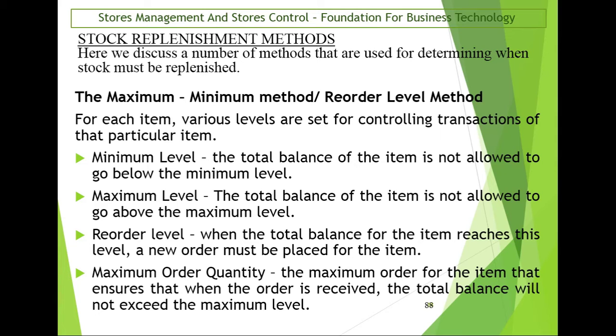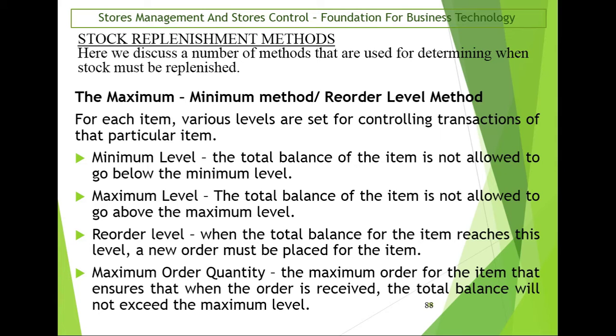Then we also set a maximum level. With the maximum level, we are saying the total balance of the item is not allowed to go above or to exceed that maximum level. So we can have a minimum level of 10 and a maximum level of 100. So in other words, we are saying that our stock balance must always play between 10 and 100, never below 10 and never above 100.